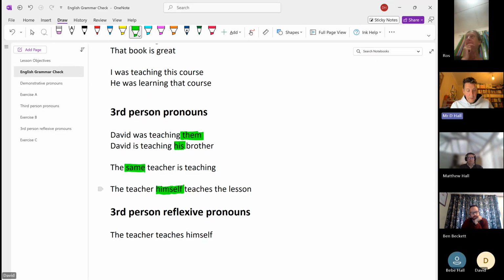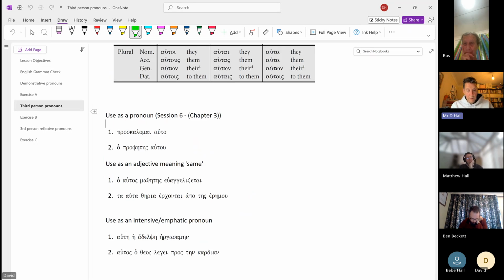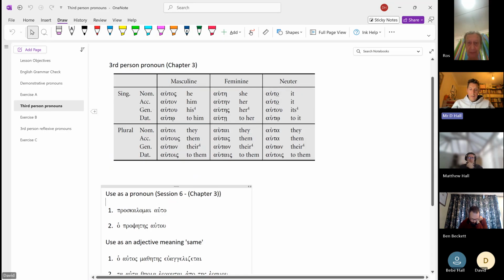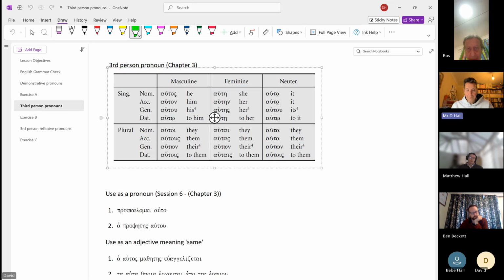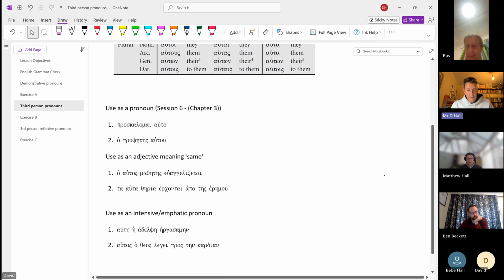Just taking then these two parts here. The same teacher, the teacher himself. So the use of the word same and himself. If we just have a look at a reminder of the chart. So this is the chart that you saw in chapter 3. So the third person pronoun, he, she, it, and then all of the different cases, how they would appear in an English sentence, depending on where they are, and they have all their relevant endings. So we talked a little bit about earlier how we've used them so far. So I won't go into that right now. Again, I won't go back over that.